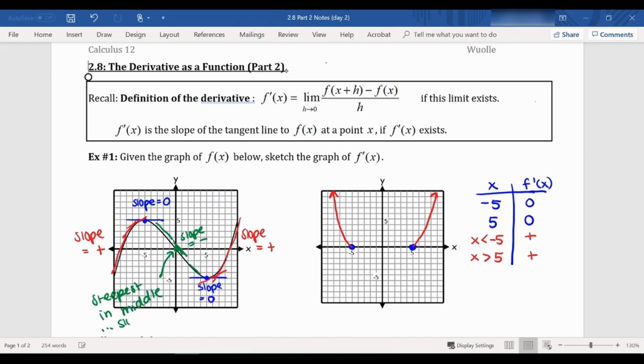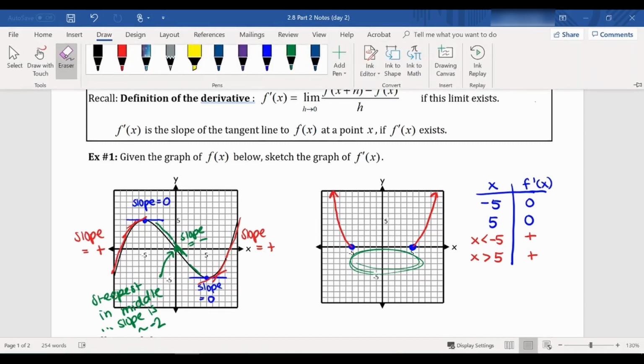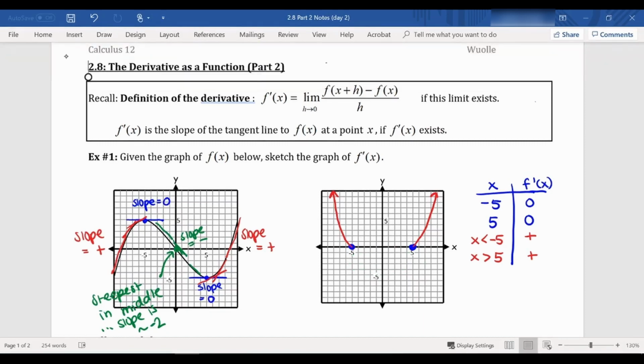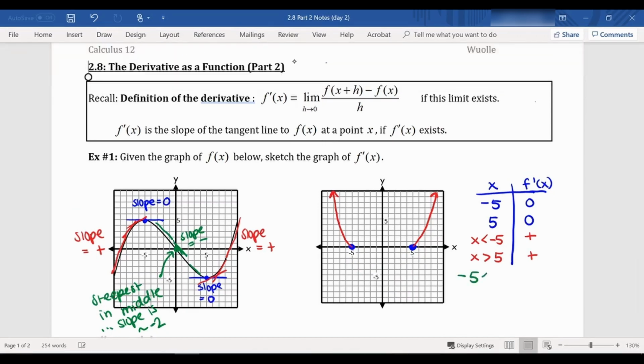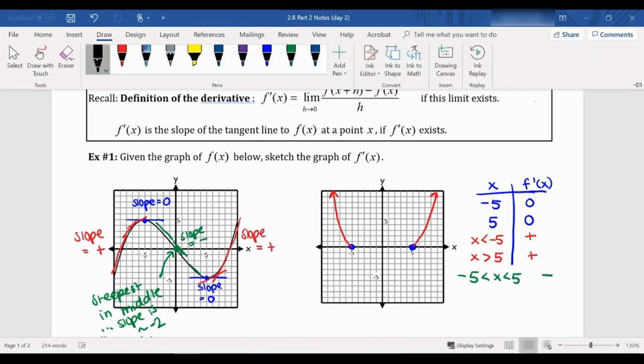And it looks like our slope is approximately, it looks like it might be about 2 if I drew that a little bit nicer, or -2, sorry. So that means that when I'm drawing my f prime, my slopes are negative. They need to be down here somewhere, but it looks like the smallest it gets is -2. So from -5 to 5, my slopes are negative.